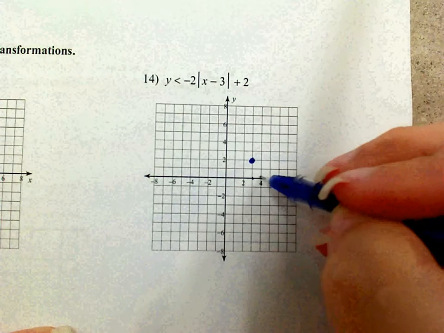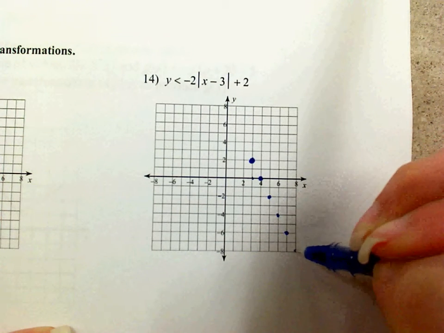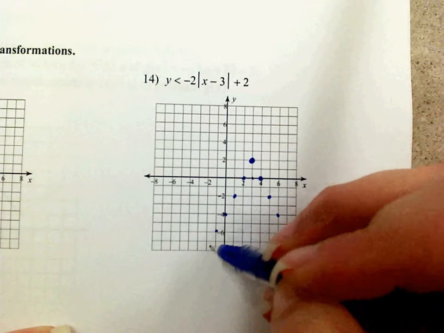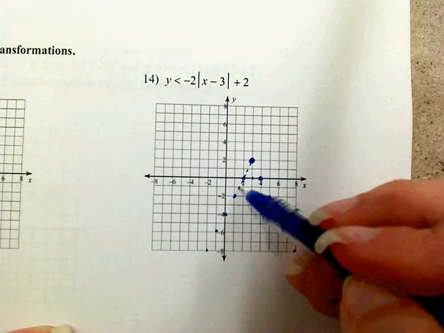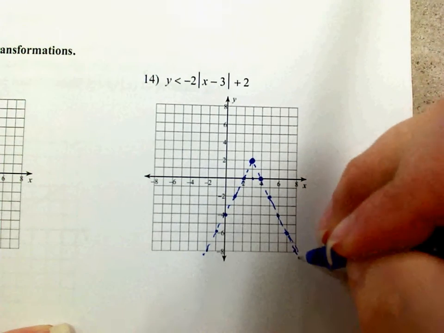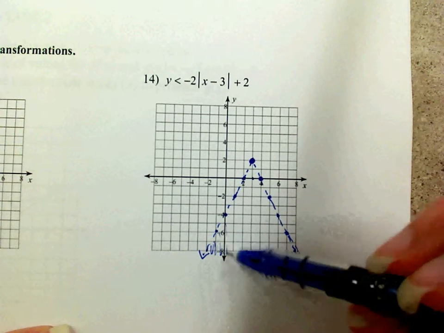What kind of line do I need to do? A dotted line. No. Not right now. It says less than, so I agree. I'm going to shade underneath. And there we go.